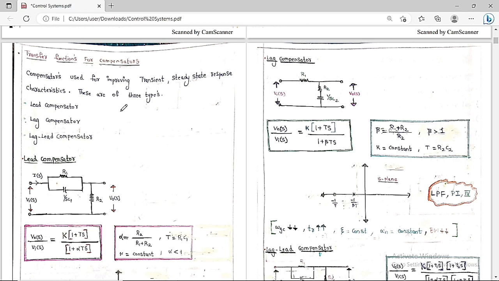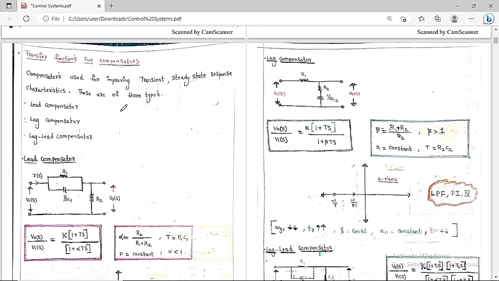Compensators are basically used for improving the transient response as well as the steady state response characteristics. Improving the transient response means decreasing the rise time, and improving the steady state response means decreasing the steady state error. So these are the basic agenda of the compensators.